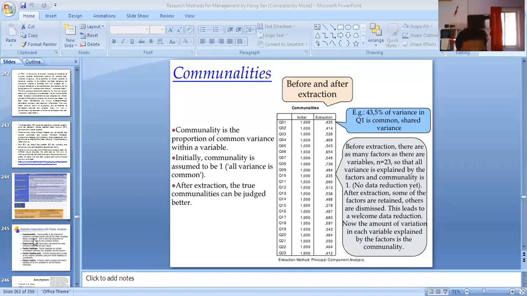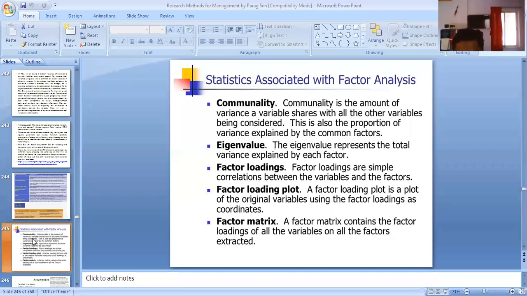Okay. So these are the definitions. The communality definition is given. Eigenvalue represents the total variance explained by each factor. Factor loadings are simple correlations between the variables and the factors. A factor loading plot is a plot of the original variables using the factor loadings as coordinates. A factor matrix contains the factor loadings of all the variables on all the factors.